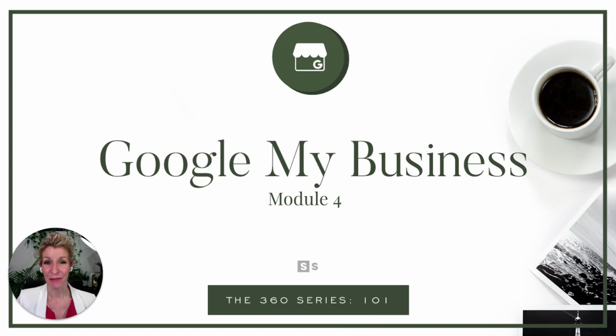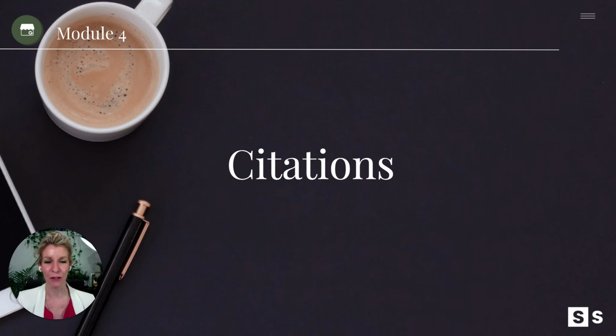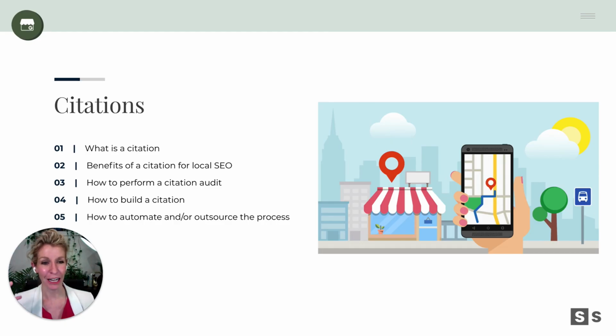All right, module number 4, Google My Business. Let's go. So in this module, we're talking about citations. It gets its very own dedicated module because these are a big deal. What are they? Well, let's go there. The benefits for local SEO and how we can adjust them and first audit them to work in our favor, and then how we build them in and improve them as we go.